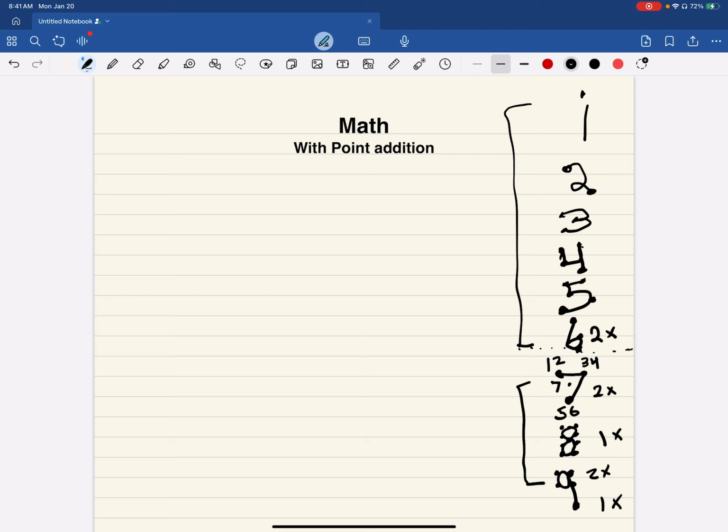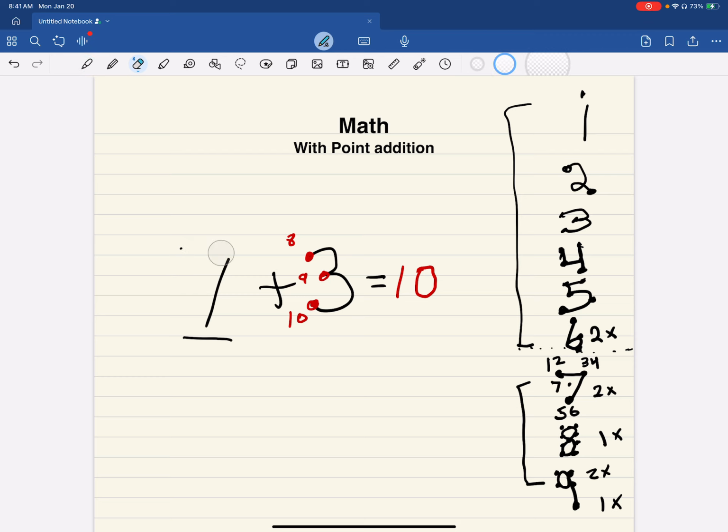So let's take 7 plus 3. And you're going to say, oh my God, I can't remember the 7. Well, you just count twice, but you don't need to. The 7 is the bigger number. You never have to count it. All you need to do at this point is count the 3 and count up from the 7. So you go 7, 8, 9, 10. Your answer's 10.